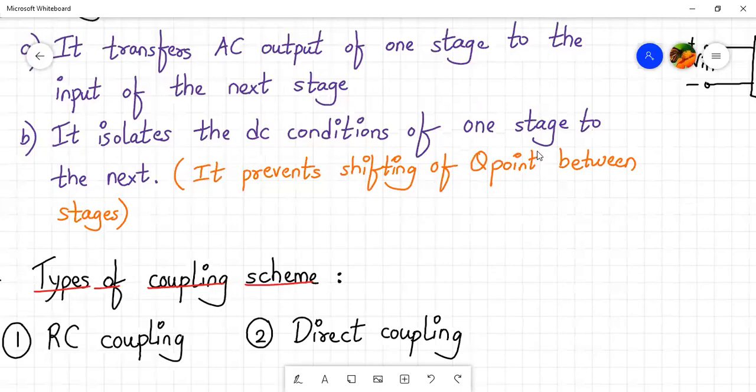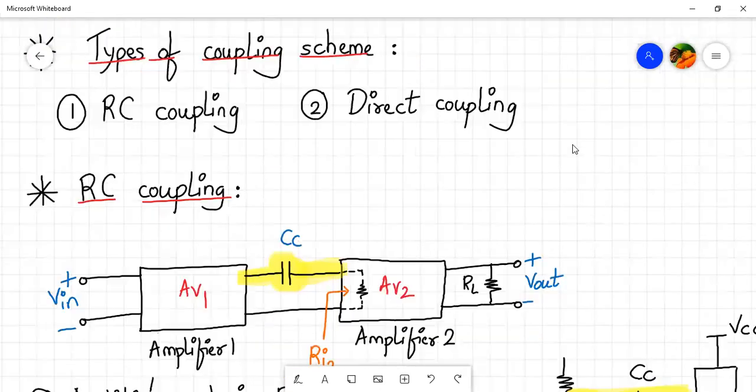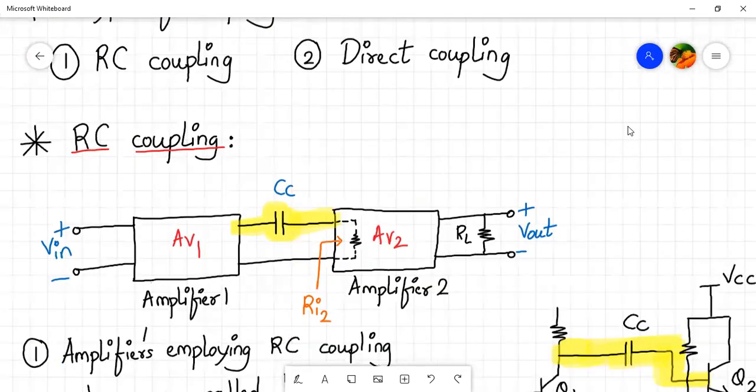So let's see the types of coupling schemes. The first type is RC coupling, right? So what do you mean by RC coupling?